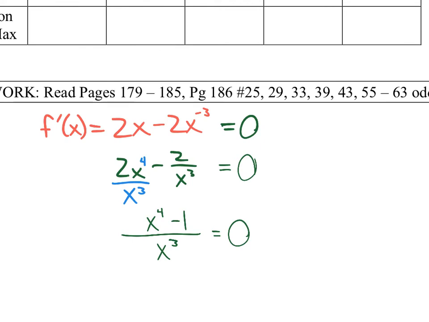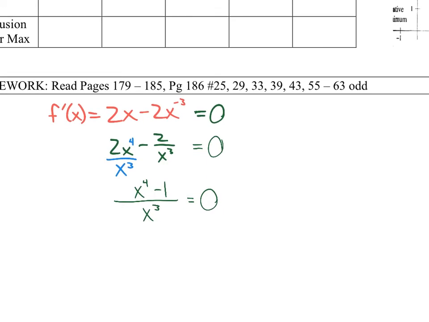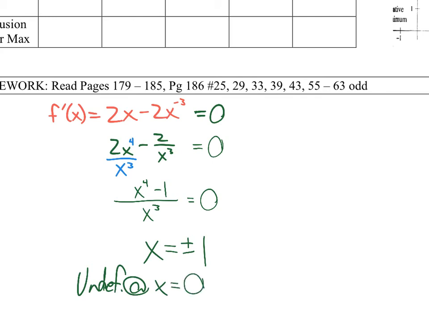So this equals 0 when the numerator is 0. What are our answers? 1 and -1, also plus or minus i, but that's not graphable, so we don't care. So this equals 0 when x is plus or minus 1. But we also want to know when our derivative is undefined, and that's at x equals 0. So we have 3 critical numbers here.